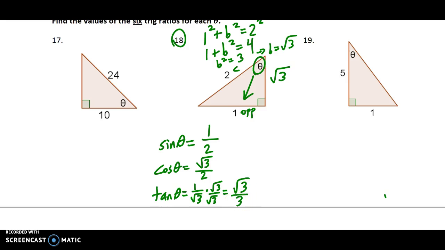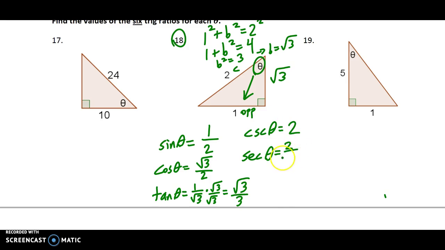All right. Now, we also have to do the flips of these, the reciprocals. First is cosecant. It's the flip of sine. So if sine is 1 over 2, cosecant's 2 over 1, which is just 2. Again, if sine's opposite over hypotenuse, cosecant has to be hypotenuse over opposite. The reciprocal of cosine is secant. So flip the cosine.